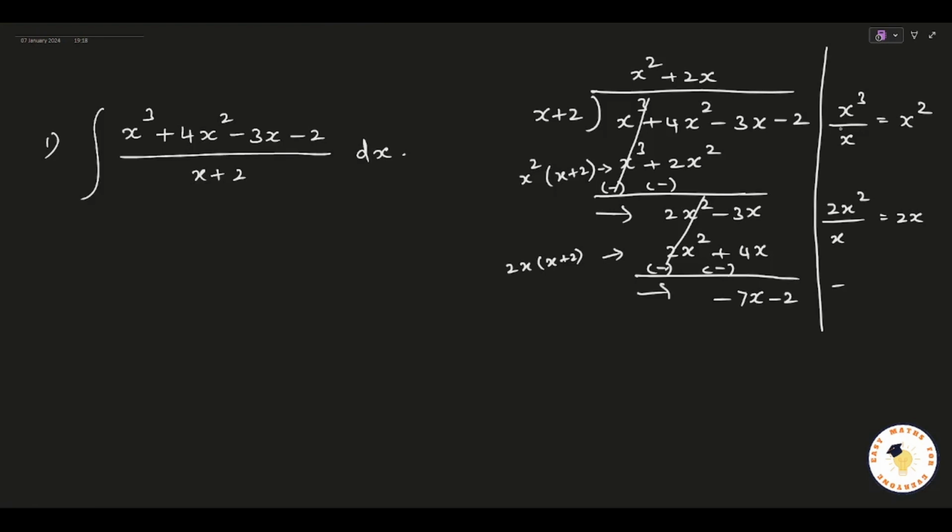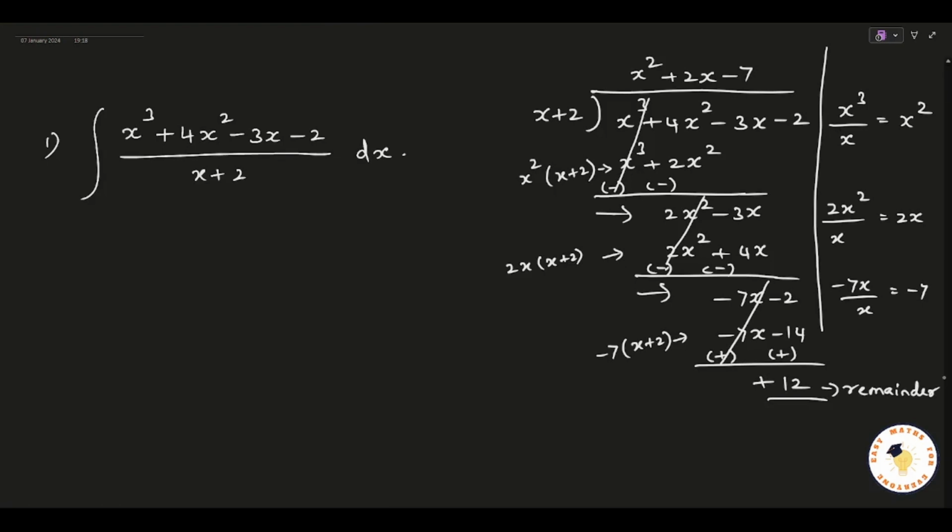Now dividing the new dividend's first term by the divisor, we get minus 7. This will be the next term of our quotient. So multiplying the divisor with the newly obtained term minus 7, we get minus 7 into x becomes minus 7x, minus 7 into plus 2 becomes minus 14. Now subtracting, changing the signs, 7x gets cancelled, minus 2 plus 14 will give you plus 12 as the remainder. So this is our remainder here and this is our quotient.